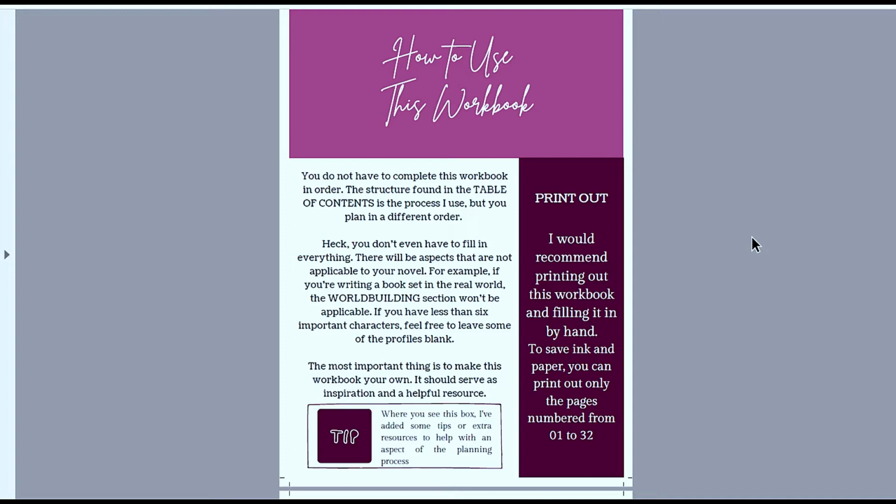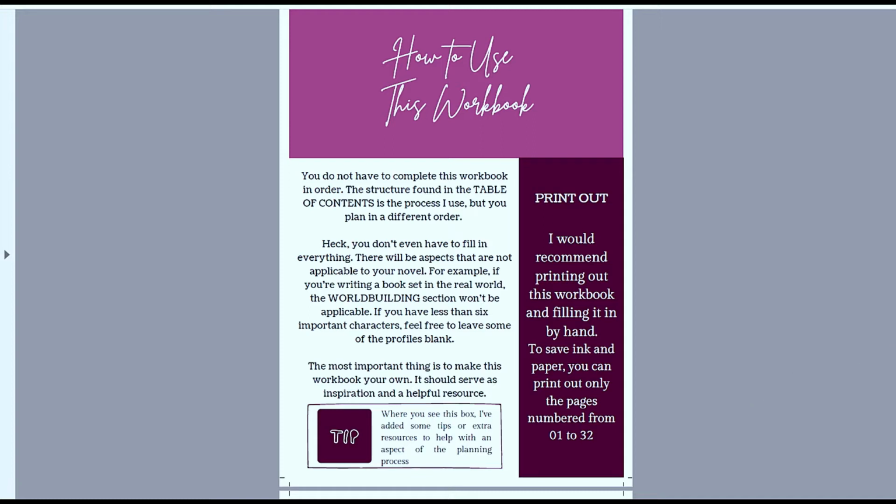You do you. So I would suggest that you print it out, and print it out from pages numbered 1 to 32, because I am not yet technologically advanced enough to have created an editable PDF file. So you're going to have to print it out to fill it in, and then wherever you see this little box, there will be a few tips, or 1 tip per section, showing you what to do for some help with that aspect.